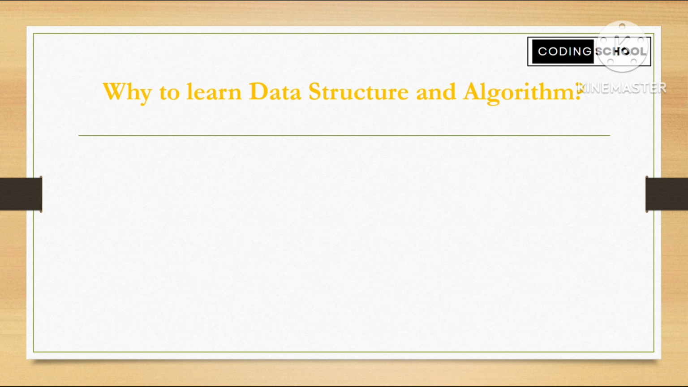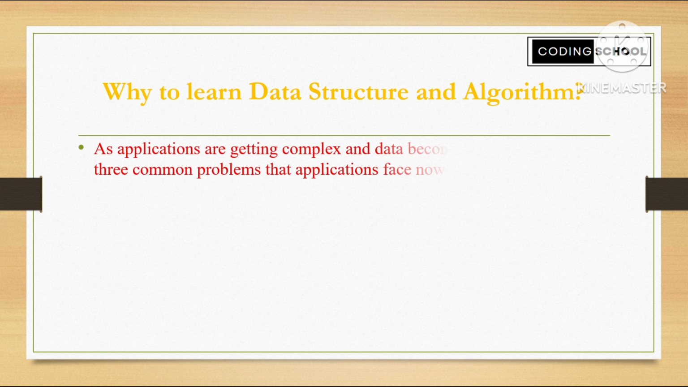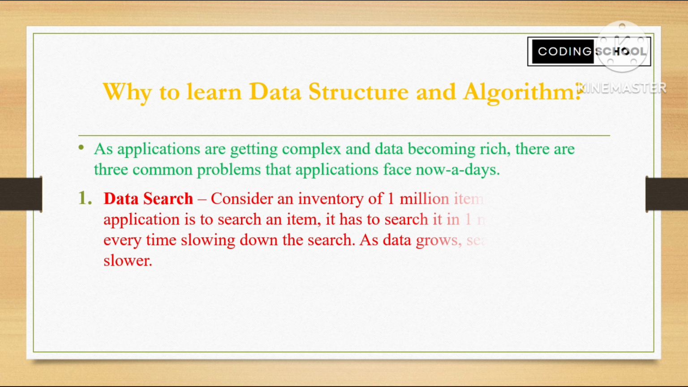Next topic is why to learn data structures and algorithms. As applications are getting complex and data becoming rich, there are three common problems that applications are facing nowadays. First problem is data search. Consider an inventory of 1 million items of a store. If the application is to search an item, it has to search it from 1 million items every time. So as data grows, search will become more slower.